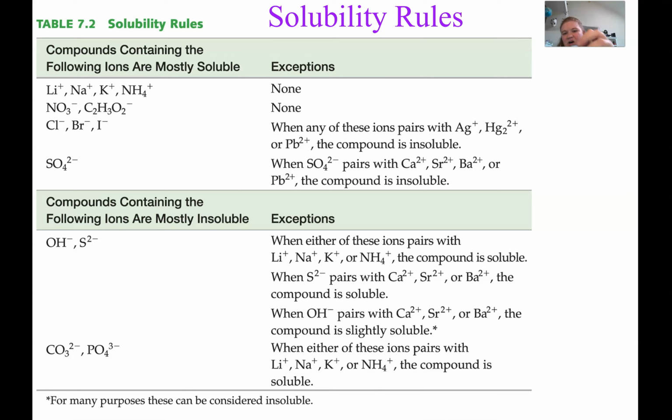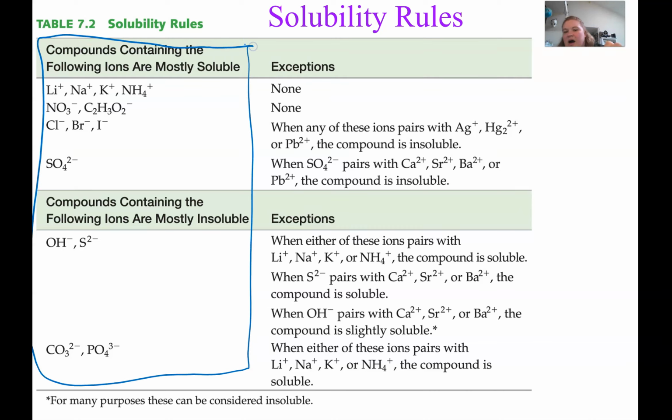The section on the left-hand side are our ions, and on the top half it says compounds containing the following ions are mostly soluble. And the bottom half says compounds containing the following ions are mostly insoluble. Now, if you're trying to figure out if something's going to be soluble or insoluble, you don't need to find your cation and your anion. You only need to find one.